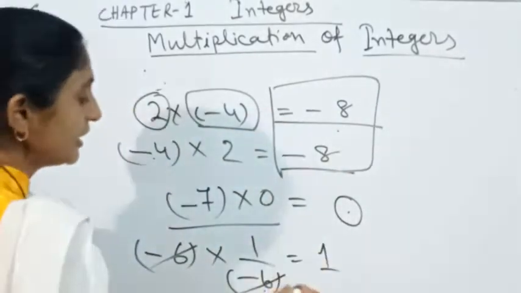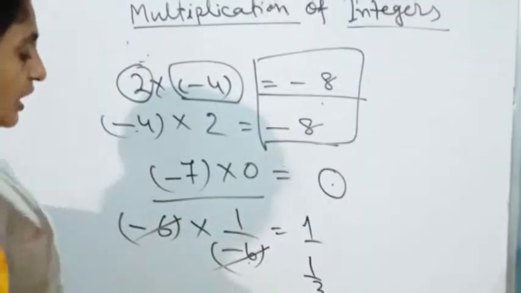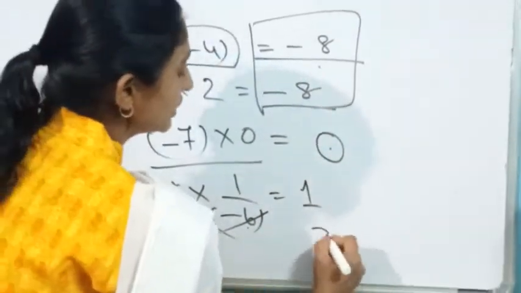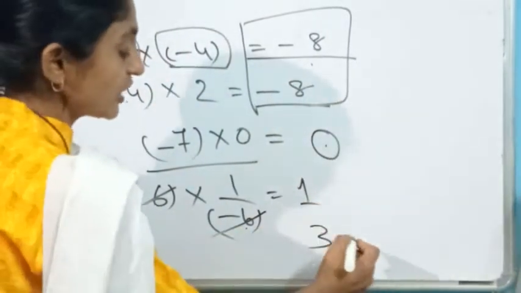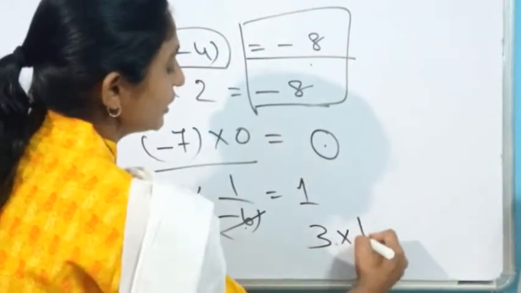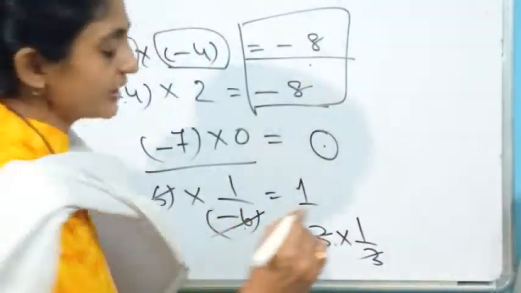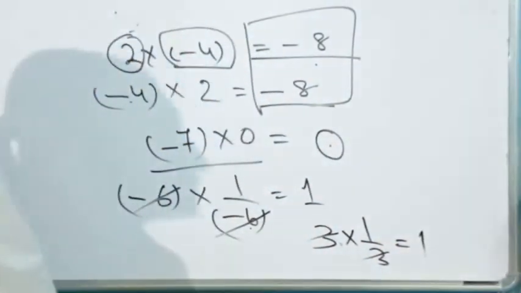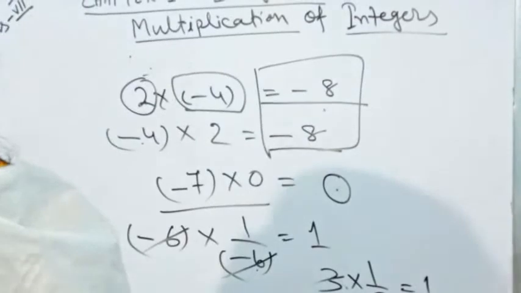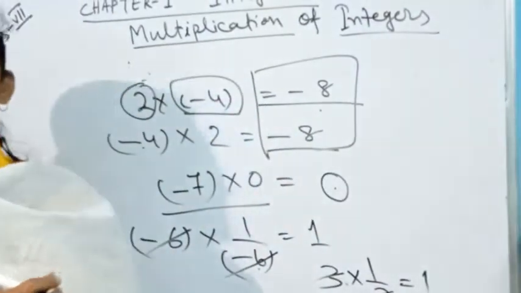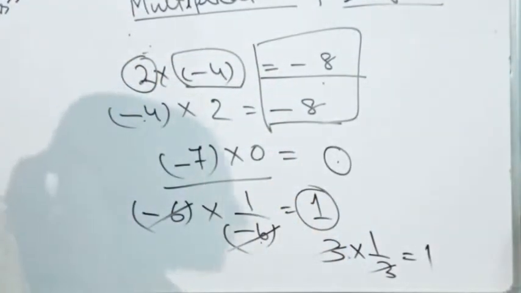Or if I am taking any other number, for example, let it be 3. What will be the multiplicative inverse of 3? Yes, the one whose product with it will give you 1. If I am multiplying this one with 1 by 3, you can see they will be cancelled and the result will be 1. So the number which, multiplied with another, gives the result 1, is called the multiplicative inverse. Here the result 1 is the multiplicative identity.